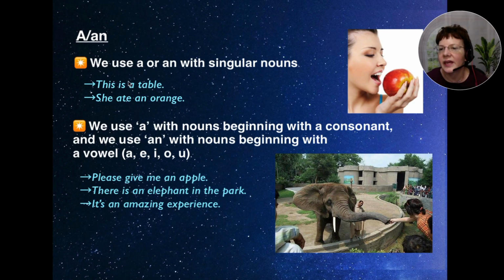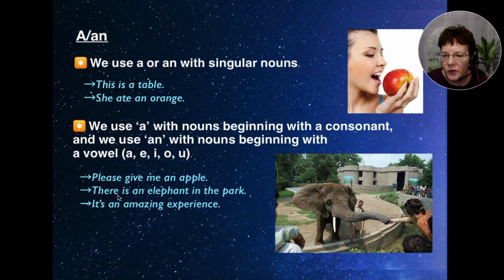All right, so a and an. We use a or an with singular nouns. For example, this is a table. She ate an orange. You can see because table begins with a consonant and orange a vowel, that's why you have to be careful. We use a with nouns beginning with a consonant, like we saw, and we use an with nouns beginning with a vowel, any vowel, A, E, I, O, U.